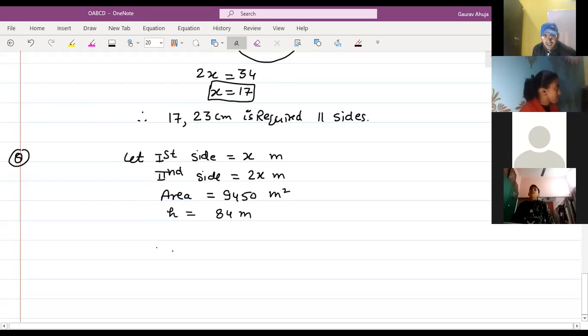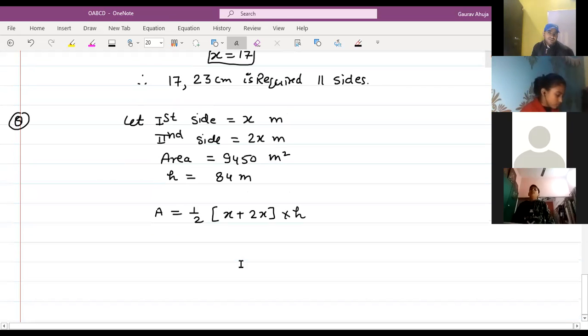So area is half of sum of parallel sides into height. I'm not writing the formula again and again, but you have to write it, okay? Because in the examination you will get 1 or 2 questions based on this topic. So you will have to write the formula both times. Now area is 9450, half as it is, x plus 2x, 3x, and h is 84. So how will we cut this? We'll cut this like 2 1s are 2, 42 2s are 84.